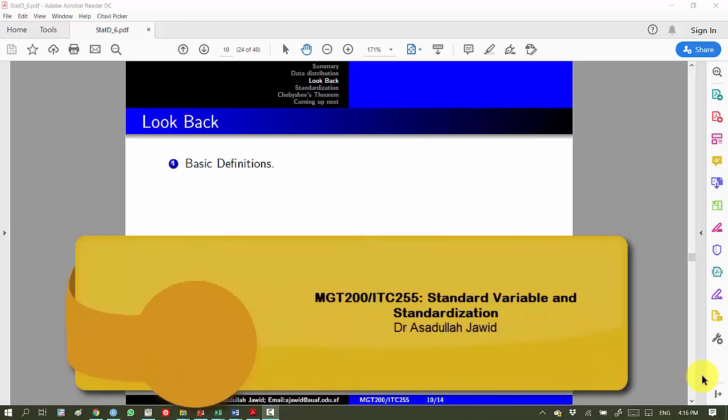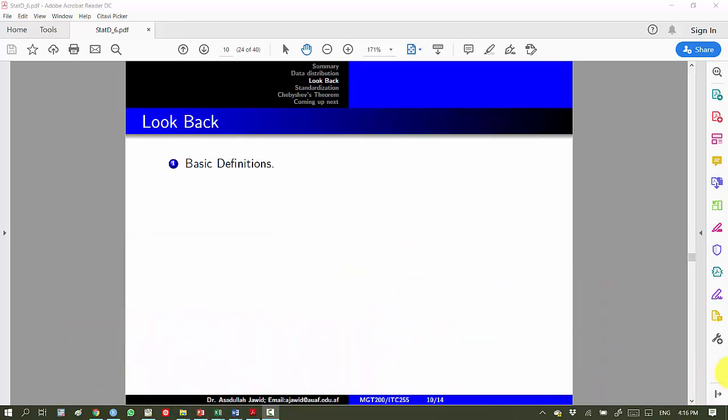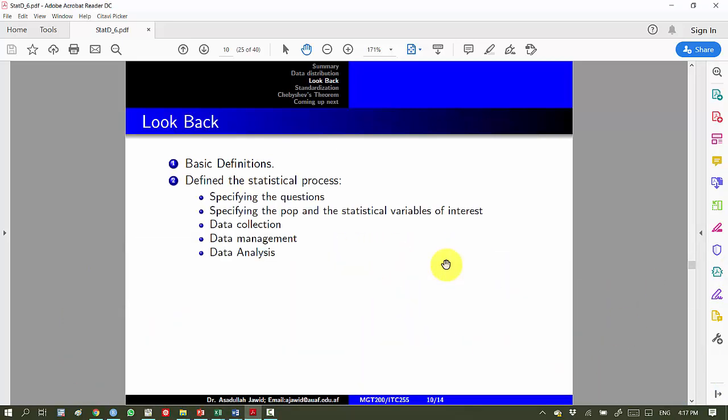Welcome to today's lecture. Before we start with the lecture, let me review the topics that we have covered. So far, we have started our lectures this semester with defining some key terminologies. Then we have moved on to statistical process. Specifically, we have considered different steps that we need in order to perform a statistical project.